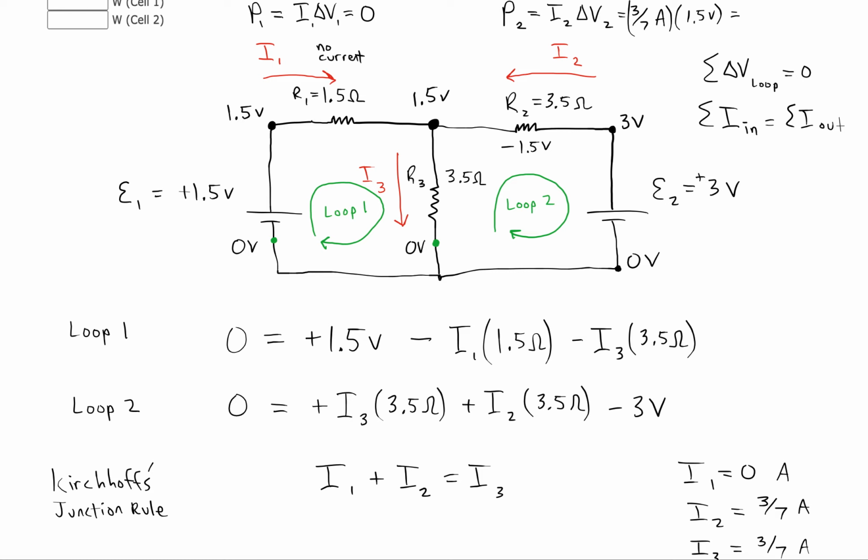So 3/7 times 1.5 gives us a power of 0.64 watts. And this one will actually match because we're going to go through the bulb, losing another 1.5 volts, same resistance. It looks like everything checks.